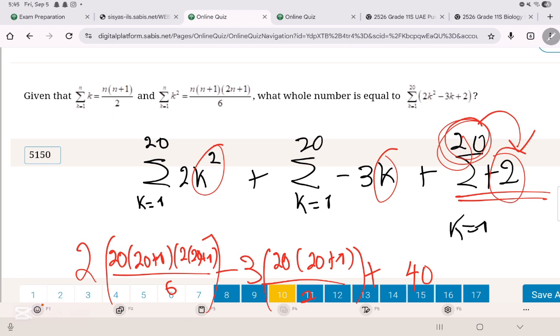There we go. Okay. Now, put it on your calculator. Let me put it on my calculator. It's going to take me a bit, so please wait. 2 times 20 times 20 plus 1 times 2 times 20 plus 1 over what? Wait, actually, there's no extra bracket. Over 6, okay? Minus 3 times 20 times 20 plus 1 over 2. And then plus 40. Do not forget the plus 40. If you get 5150, then it's correct. It's the same as this one over here.